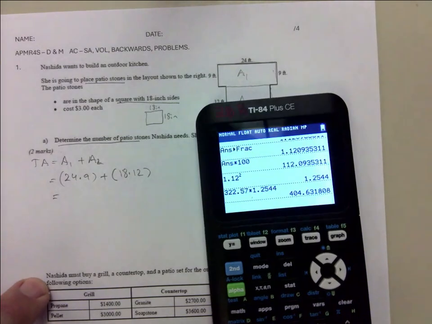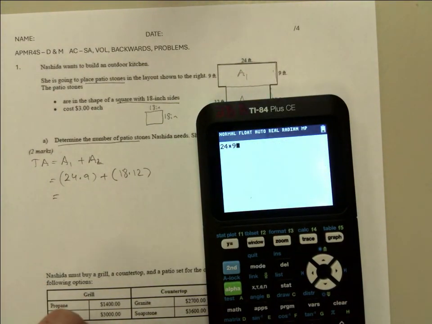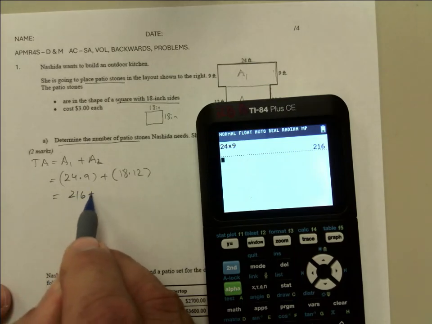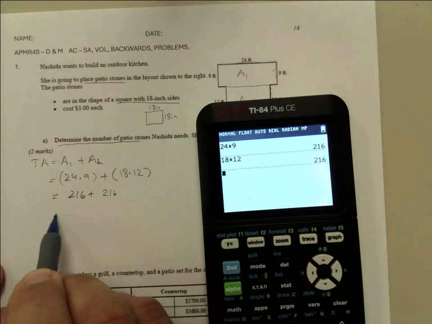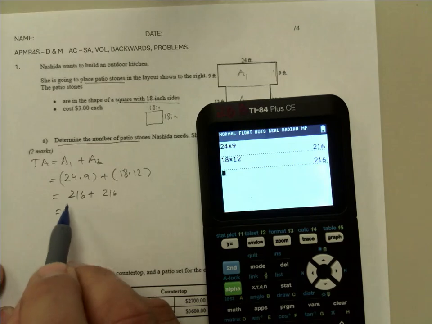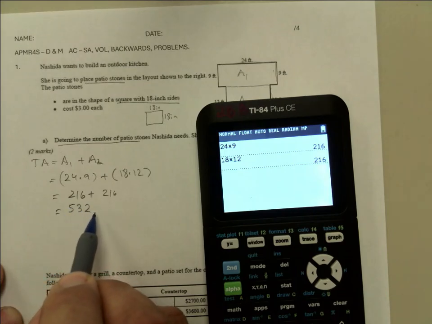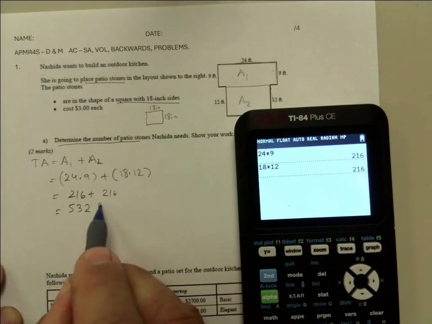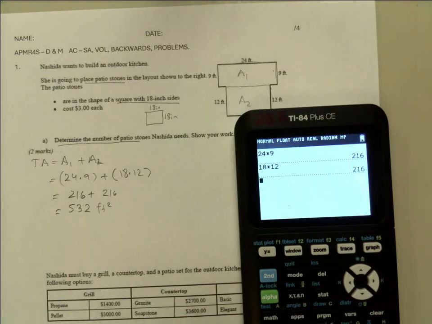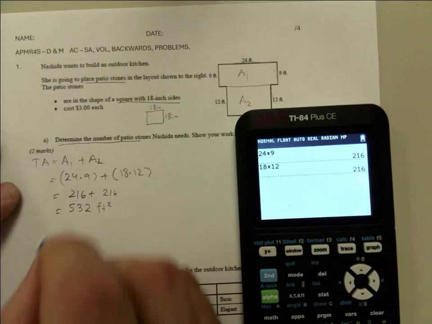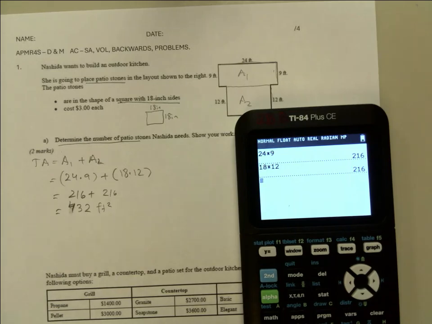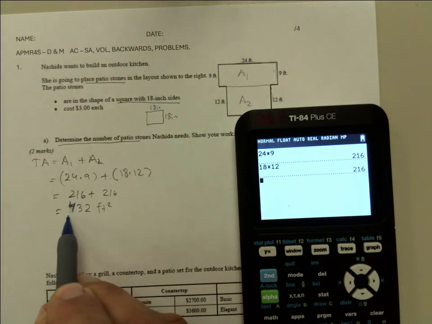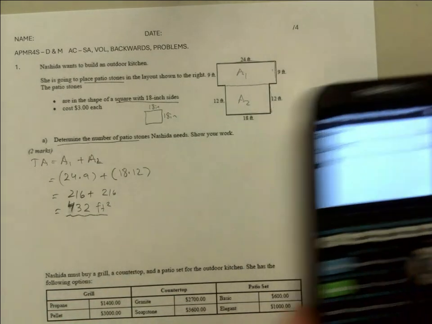I don't have the key for this one because I just don't know where I left it. 216 plus, oh, it's 216. So 432. And we are in square feet, correct? 432. Off by 100. Like, what's the big deal? Thank you. 432. I was just checking if you're awake. It's important, but we're not there yet.